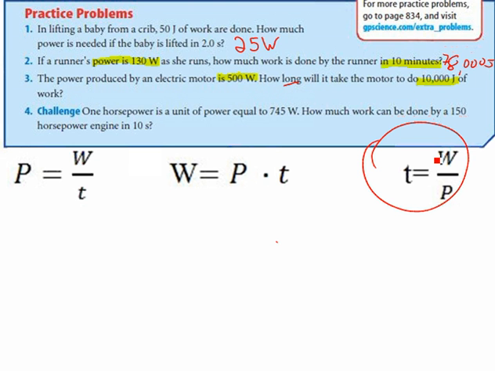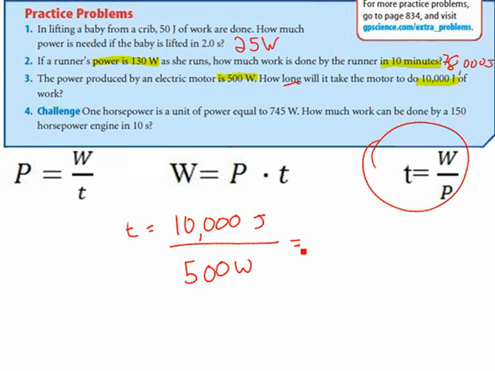So we're going to use the time equation. We'll plug this into our algebraically derived equation here. So we need work, which is total 10,000 joules divided by 500 watts.